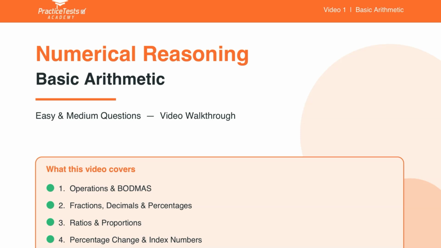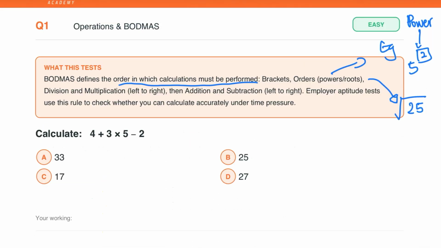Let's look at our first question. 4 plus 3 into 5 minus 2. Now, if you look at the order here, we don't have any brackets. We don't have any orders. What we do have is a multiplication, an addition, and a subtraction. Why don't you pause your video at this point and try to solve it yourself?